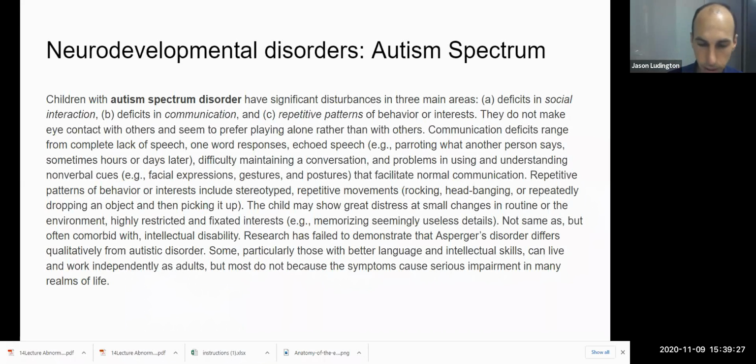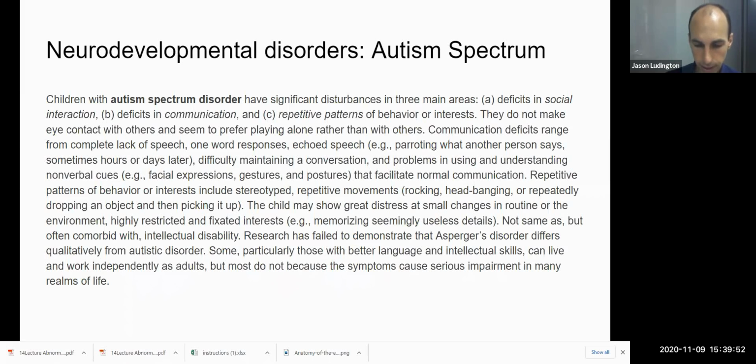Some additional details about neurodevelopmental disorders. With autism, 1 in 88 children in the United States has autism. The disorder is 5 times more common in boys than in girls. So in boys, it's 1 out of 54 boys. And girls, 1 out of 252 girls.